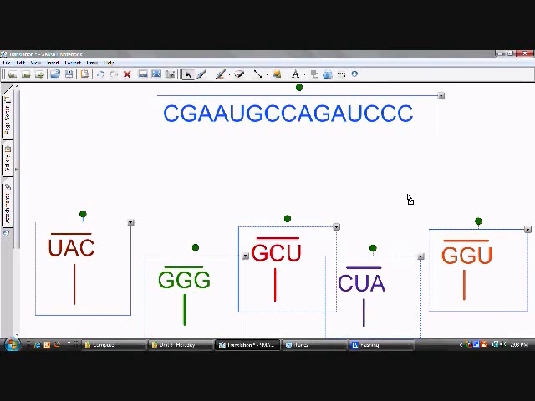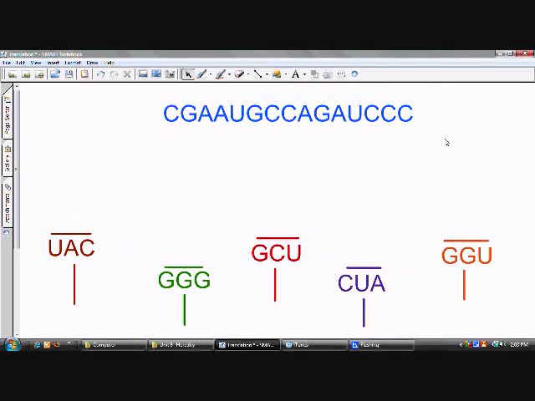Okay, let's suppose that we have this strand of mRNA up there. So that is CGAAUGCCAGAUCCC. Okay, the rRNA reads it every 3, so it reads these first 3, CGA, and it would bring in then a tRNA which has an anticodon that matches it. And that'd be this guy right here, yeah?